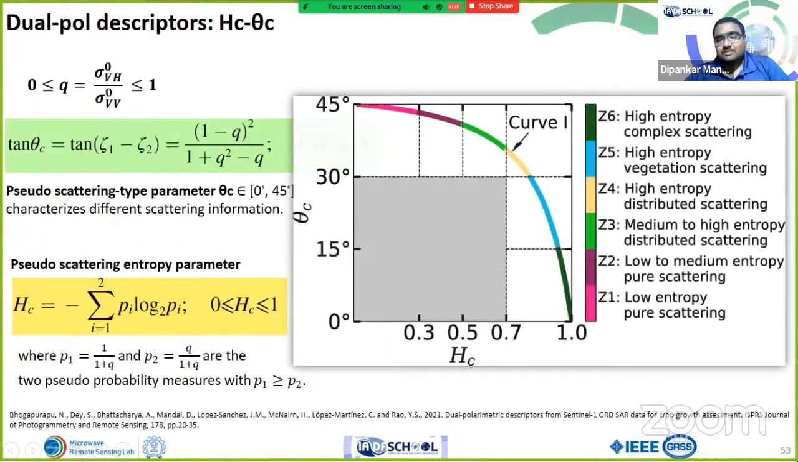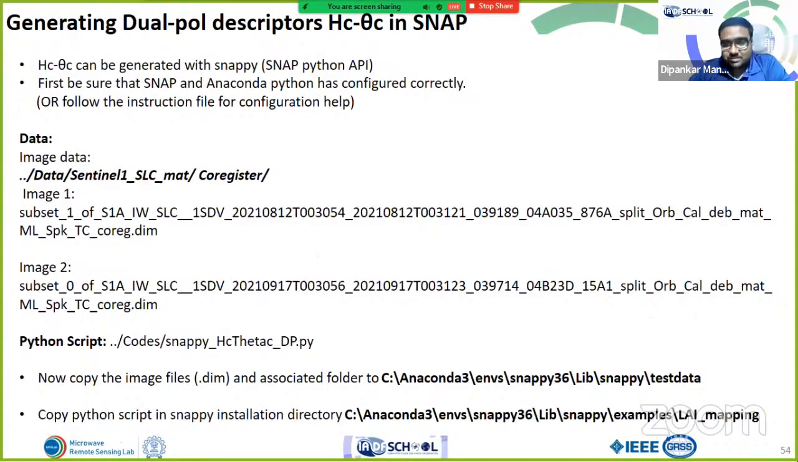Now if we plot them, similar to the full-pol parameters H and alpha, we have the HC, theta C plane, where we can see all pixels are actually following a particular line, although there are several regions which show low entropy and pure scattering at Z1, and there are mostly vegetative distributed scattering at Z5 and Z4, which is high entropy and vegetation scattering component. The similar codes are also provided in the session folder, where we can utilize the C2 matrix, or a GRD product, to generate these descriptors, theta C and HC parameters.